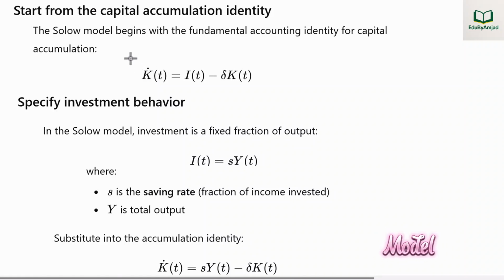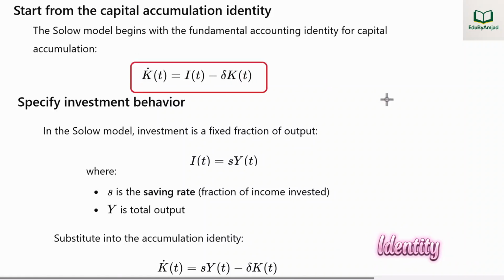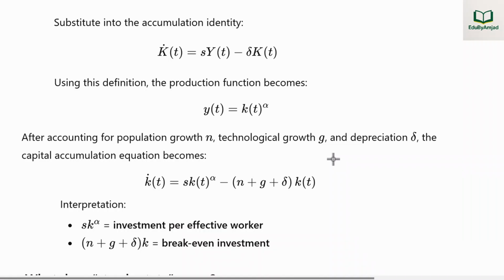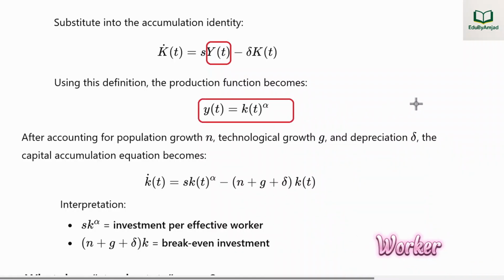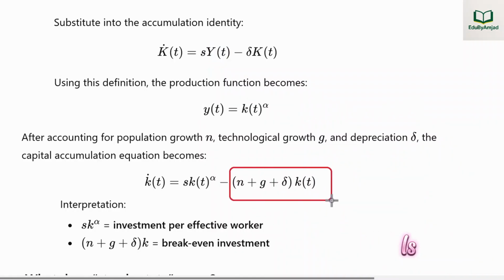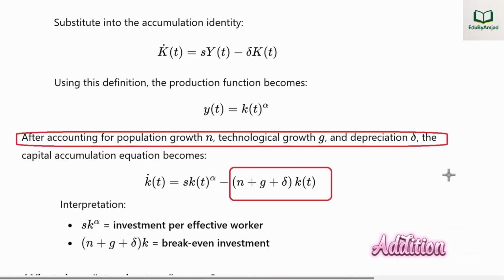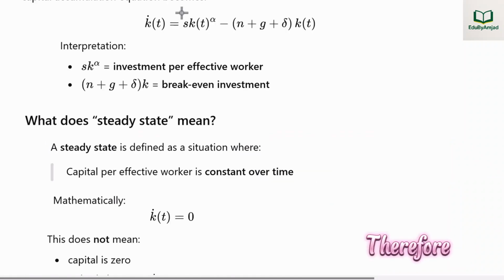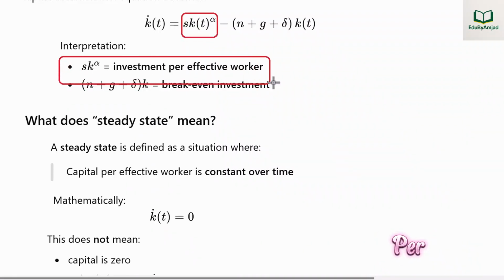As in the Harrod-Domar model, we begin with the capital accumulation identity. The change in capital equals investment minus depreciation of the existing capital stock. In the Solow model, however, we transform this identity into per effective worker terms. Output is expressed per effective worker, and capital accumulation is adjusted for capital dilution caused by population growth and technological progress, in addition to depreciation. Therefore, in the Solow model, capital accumulation reflects two opposing forces. Investment increases capital per effective worker.